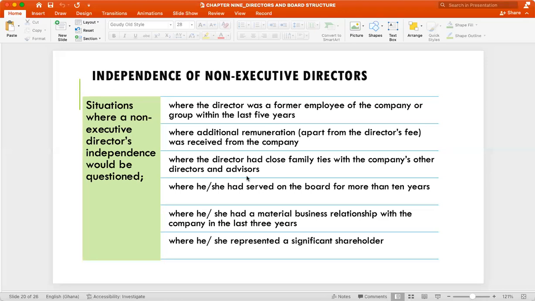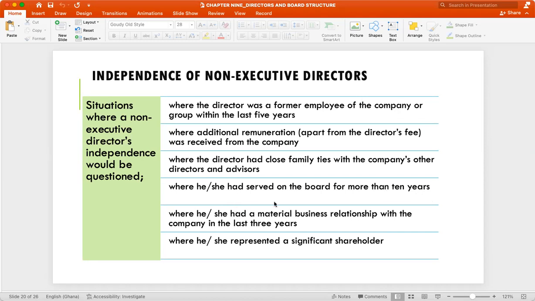Point three. Where the director had close family ties with the company's other directors and advisors. If you are appointed a director and you have family relations, not just with the other directors but also with their relatives, then you cannot be considered independent. Especially so when the relations are executive directors. What it means is that those directors have the capacity to influence you because of the family ties you have with them.